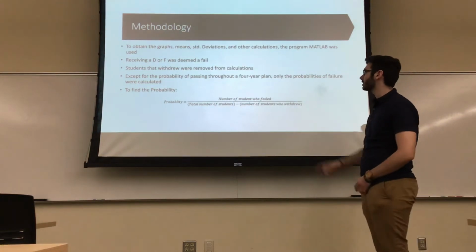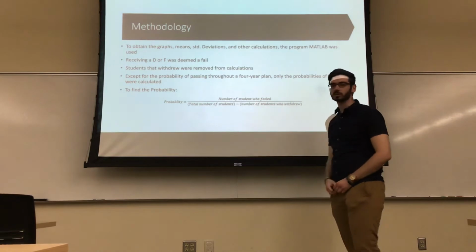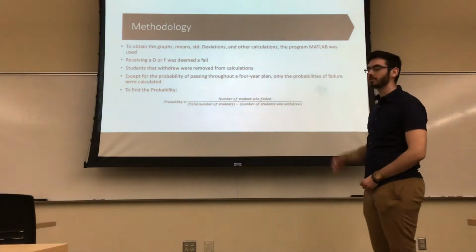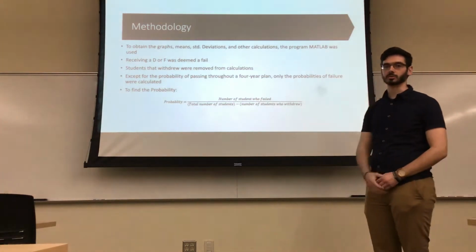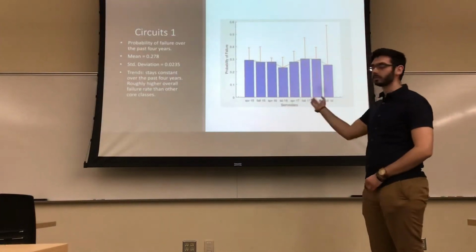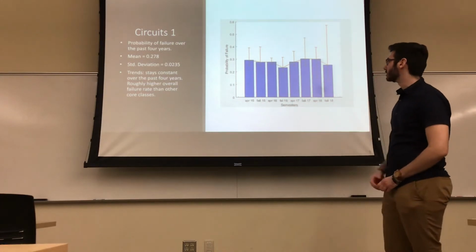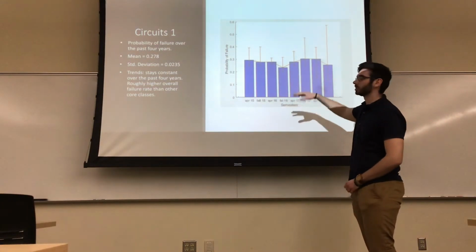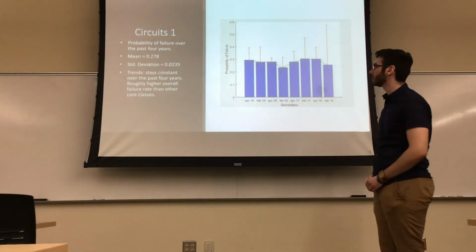For the probability calculation, we used the number of students who failed within that section, and we divided that by the total number of students in that section minus those that withdrew. One of the first classes we looked at was Circuits 1. The probability of failure over the past 4 years is displayed using bar graphs that show the outliers to the highest and lowest for each section.